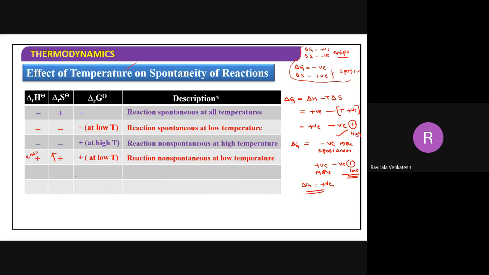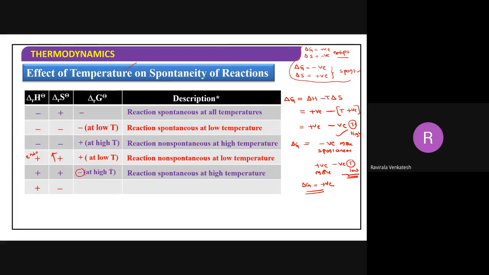Whenever you consider an endothermic reaction in which entropy is increasing, at low temperature this process is non-spontaneous. And again, for an endothermic reaction, delta H is positive, delta S is increasing. Then at high temperature, definitely delta G becomes negative. The reaction will be spontaneous at high temperature.